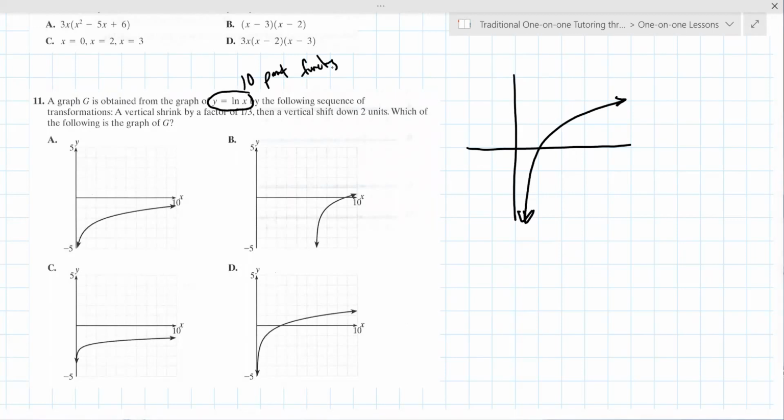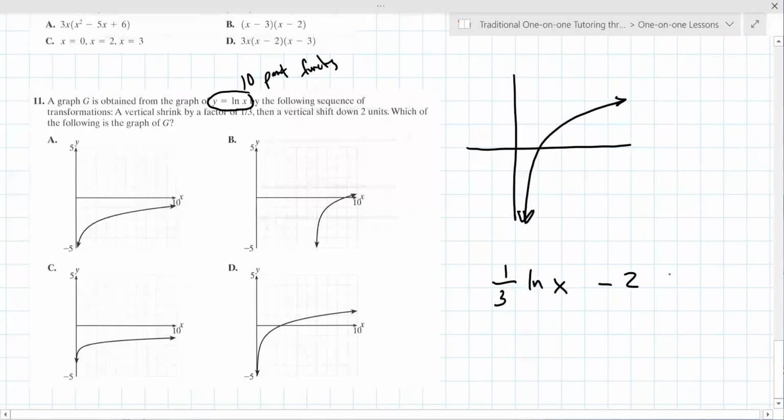Roughly, because now it's going to say a vertical shrink by a factor of 1/3, then a vertical shift down 2 units. Boy, that's tough. I don't know if it's A or C. So it's 1/3 natural log x, and then down 2 units.